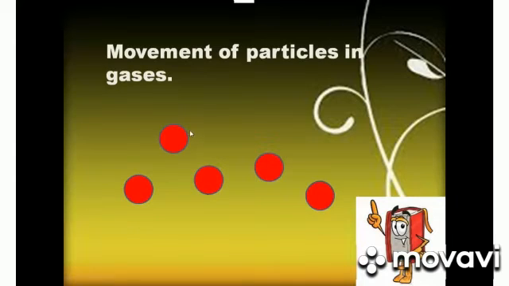There are no attractive forces. This particle is here and this particle is there. This particle can easily go here. This particle can move here. So all the particles are free to move everywhere. They are free to go anywhere they want. So movement of particles in gases, these particles can easily go anywhere they want to go.